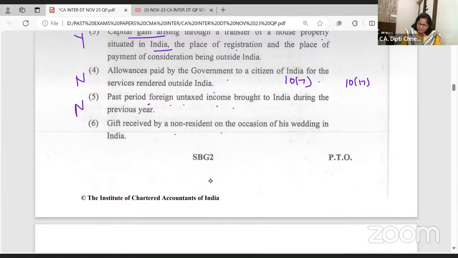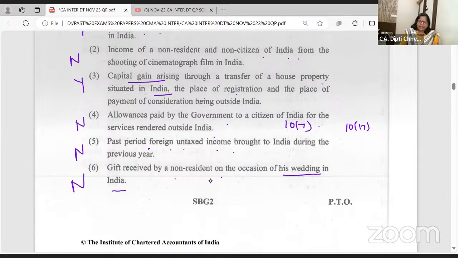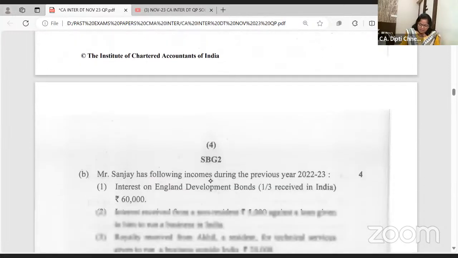Gift received by non-resident on the occasion of wedding. If the individual receives a gift from any person on the occasion of wedding, it's not taxable. Now tell me, how much time will you take to quickly write this? Yes, no, 3 minutes, right?